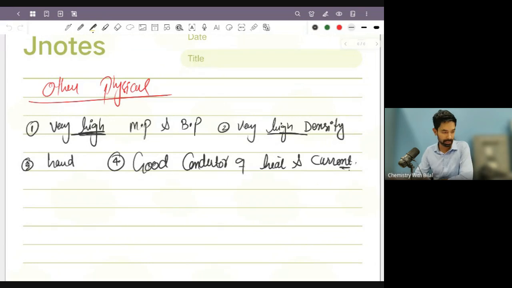Other physical properties include they have very high melting and boiling points, they have high density, they are hard, they are good conductors of current.